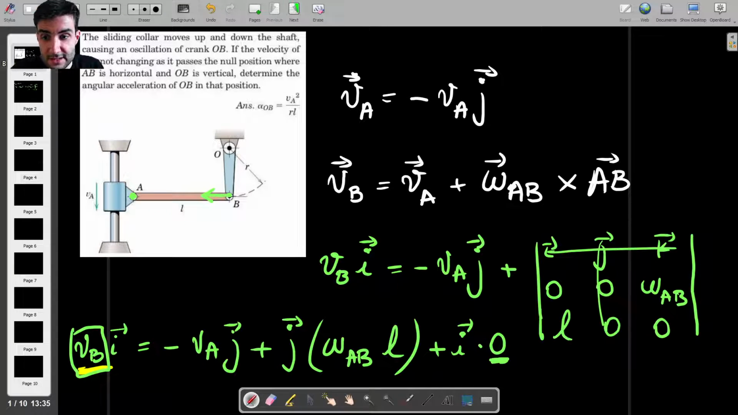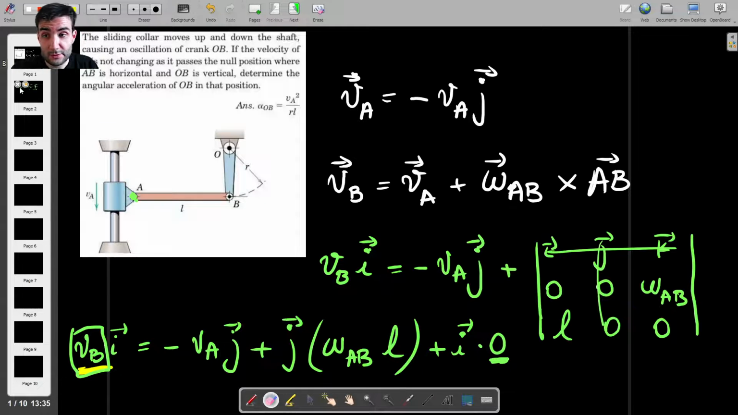And if this end doesn't have a horizontal component, then this end at B must not have a horizontal component either. Because let's say if VB was like this, and if the velocity of A is 0 horizontally, it means that the link would compress, right? Alternatively, if the velocity of B was that way, and there's no horizontal component at A, then the link would get longer, which doesn't really make sense, right?